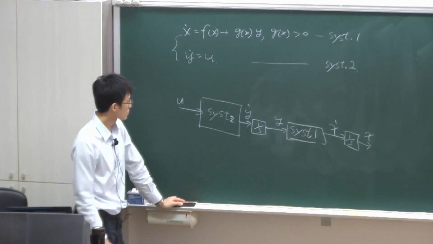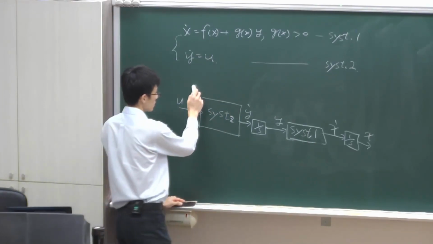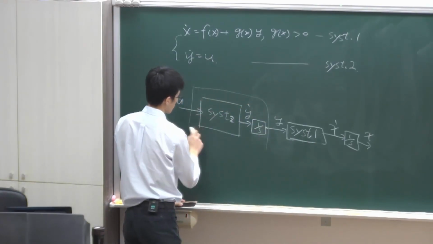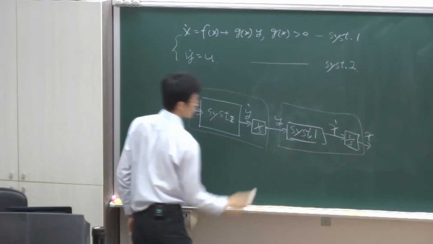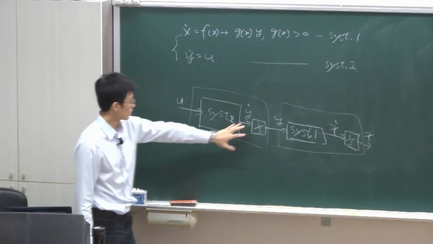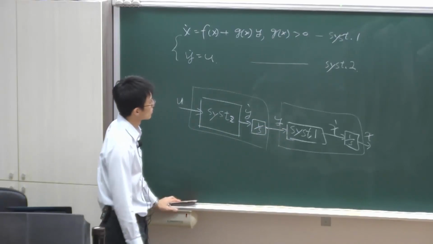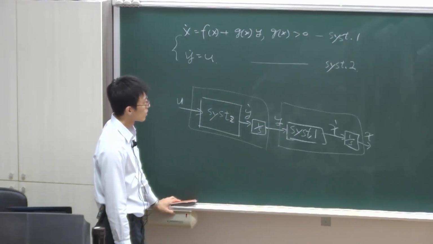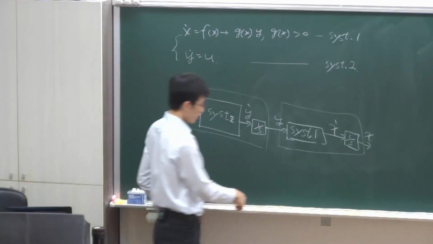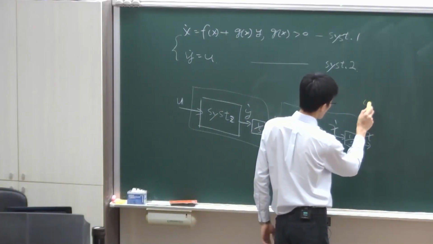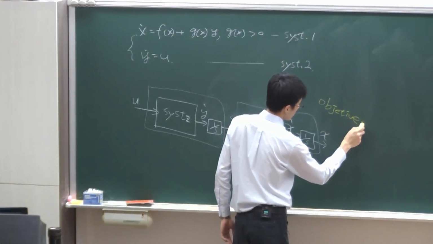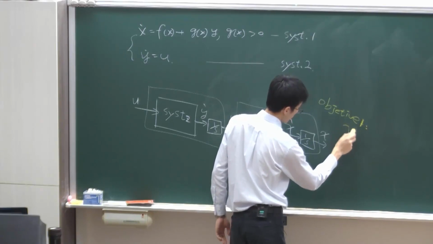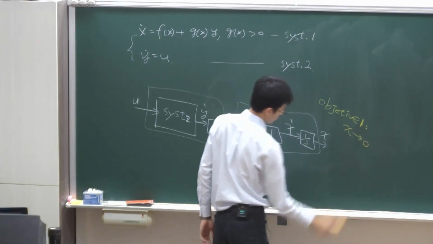Right. So we say this is 1. This is one system. The output of this becomes the input of this. And here's the regulation problem. That means the objective 1 is for x to converge to 0.